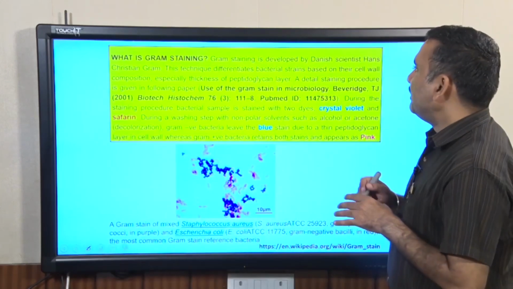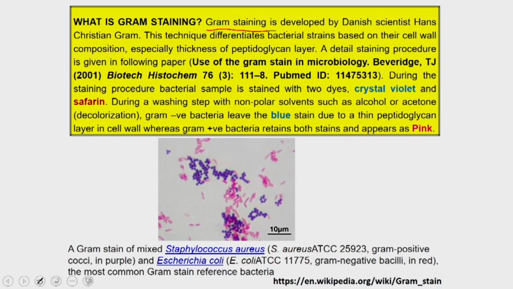So, the gram staining is a technique developed by a Danish scientist known as Hans Christian Gram, and in this technique the bacterial cells are stained by two different dyes. One is called crystal violet, which is blue or violet in color, whereas the other one is called safranin, which is red or pink in color.